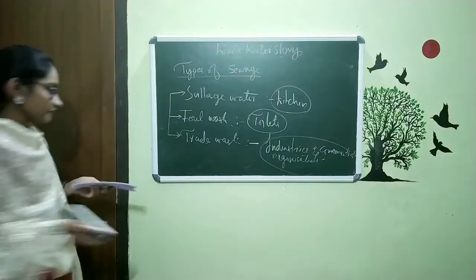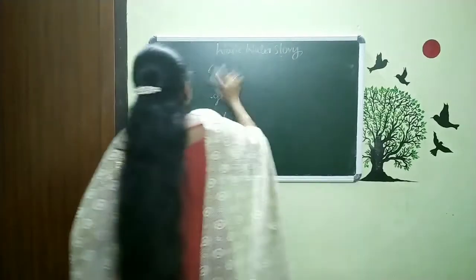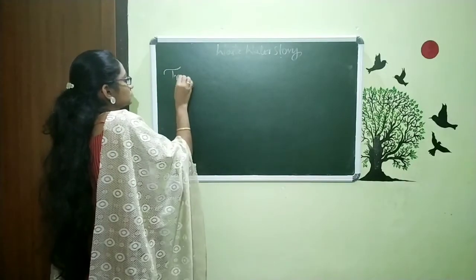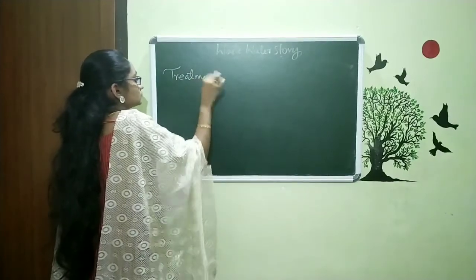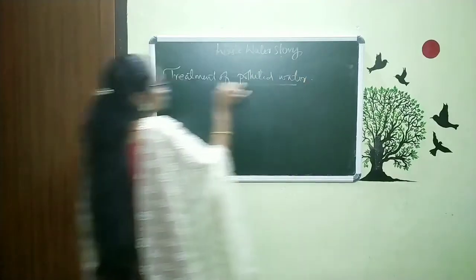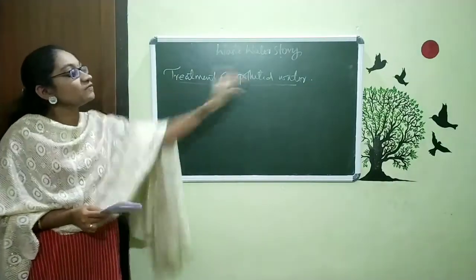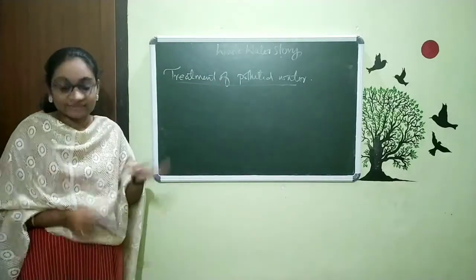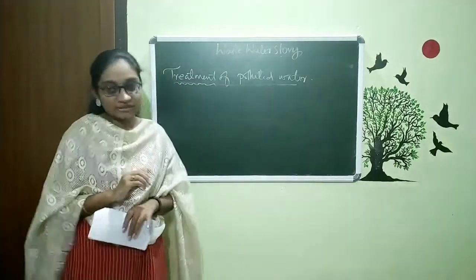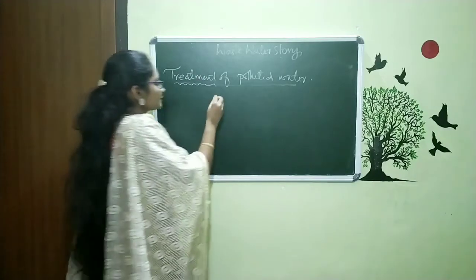Now we are going to the next topic, that is treatment of polluted water. Treatment of polluted water means how we can make the polluted water clear. Actually this treatment means how we can make it clear. Here we are doing it by using some things, and for that we are going to explain one activity.